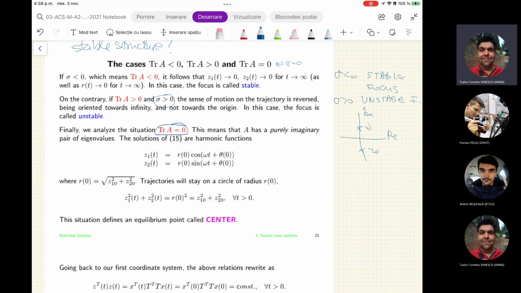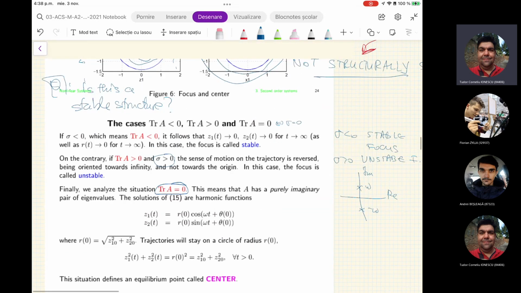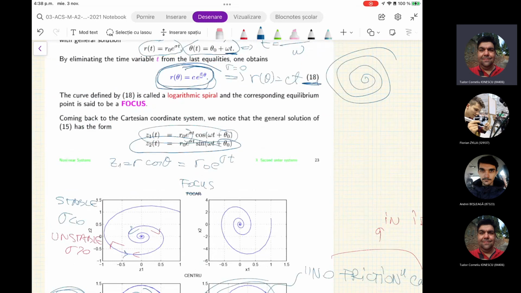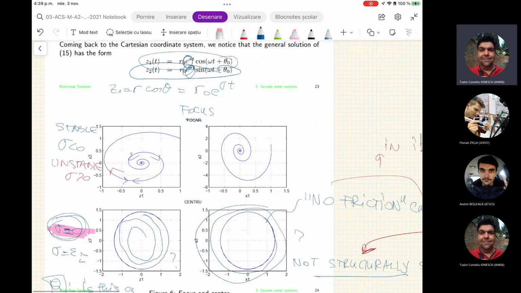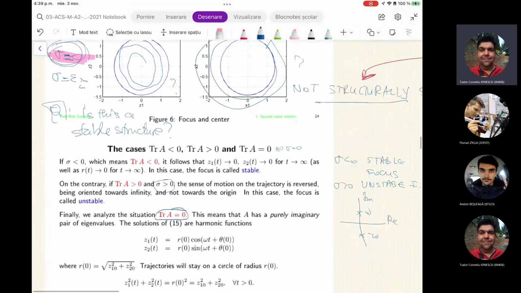Well, in this case, the solutions are harmonic. Sigma goes to 0, and if you look here, you had these terms. These terms meant that the oscillations are going to be amplified, or how do you call that? Amplified, or how do you say this in English? Dampened. Or damped, exactly. Amplified or damped. Very good, thanks.